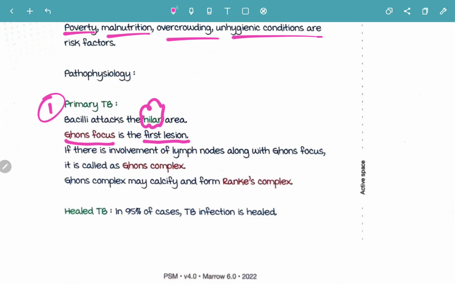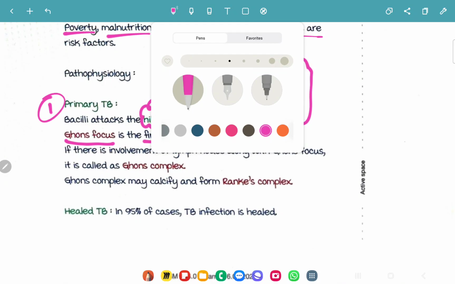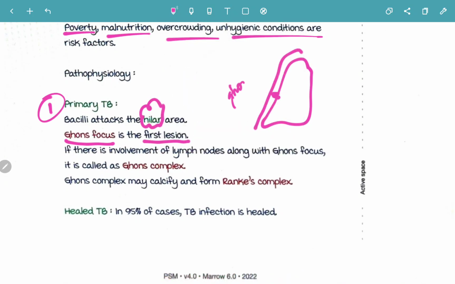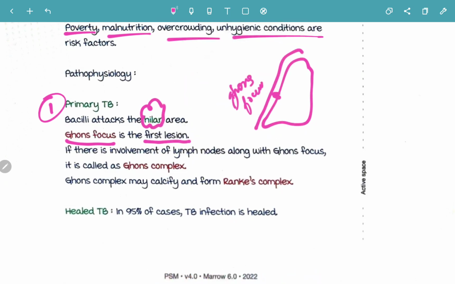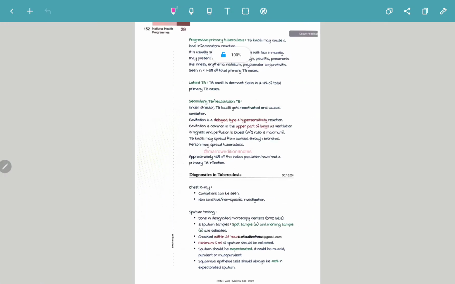If this is the lung and this is the pleura, there is a subpleural region over here and this is your Ghon focus. Now, if there is involvement of lymph nodes along with Ghon focus, it is going to be known as Ghon complex. This Ghon complex may calcify and form the Ranke's complex. Now, moving on to the next slide.